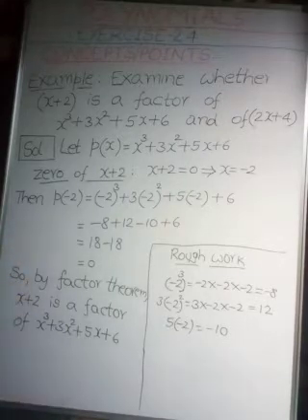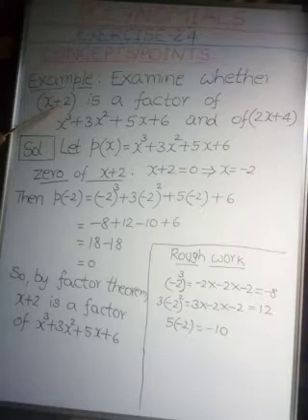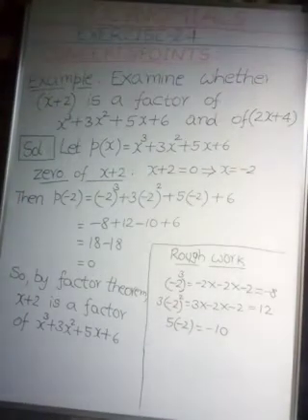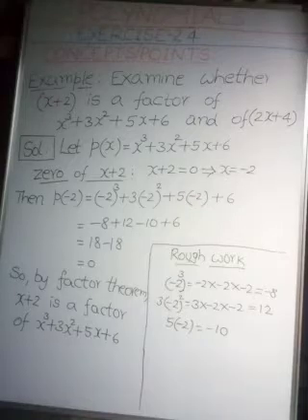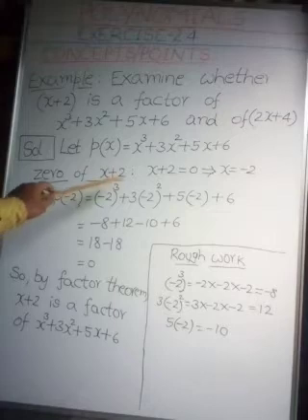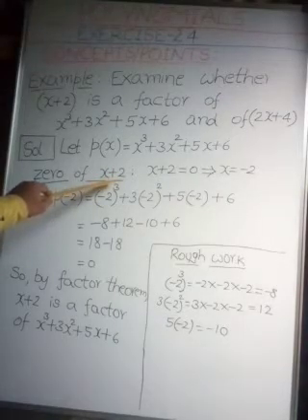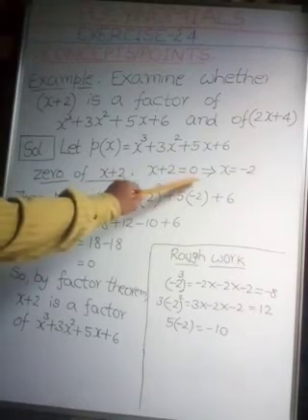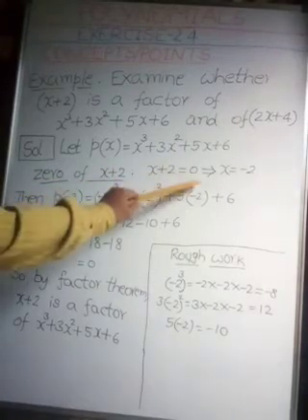Okay, my dear children? Now, what is the polynomial here given? X plus 2. So let us find 0 of this x plus 2. You know how to find 0 of a linear polynomial. How do you find 0 of a linear polynomial? We have to equate the linear polynomial to 0. So x plus 2 is equal to 0.